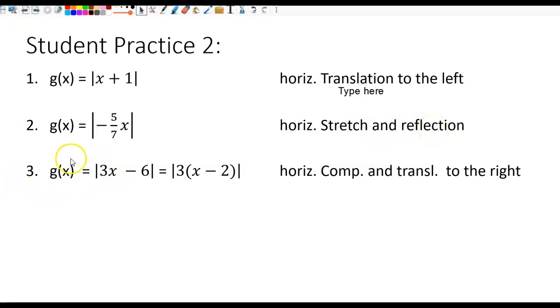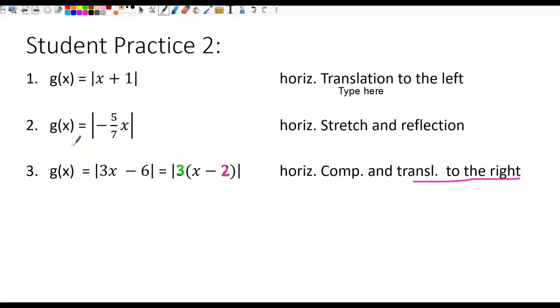Number 3, here's your equation, but don't forget when you have an a and a b, which we do, you need to factor the a out. So in this case, we're going to divide 3 out of both of these terms, and I'm left with 3 parentheses x minus 2 parentheses. Okay, and that means that this 2 right here is your horizontal transformation to the right, and the 3 is your horizontal compression because it's bigger than 1.